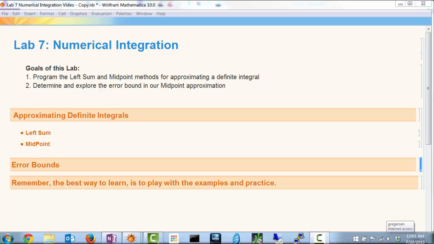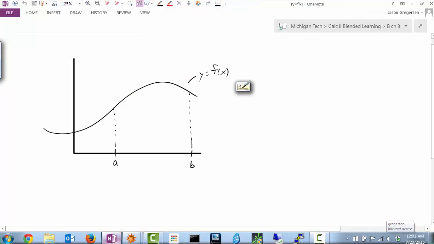Now of course before we dive right into our programming, we're going to remind ourselves what we're actually doing when we calculate a left sum approximation. Let's look at this example. I want to approximate the area under this curve, y equals f of x, from A to B. Now, we don't generally have a formula for the area under this curved line.